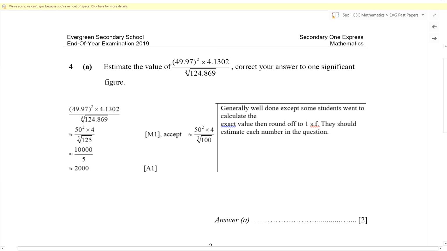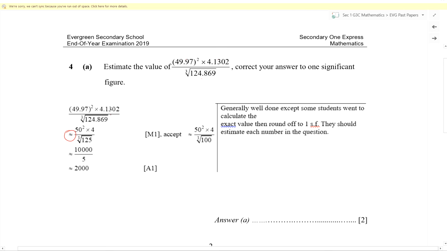Next, estimate this correct to one significant figure. Generally well done, except some of you went to calculate the exact value. You key this whole thing into your calculator, you get an answer, then you round off to one SF. That's not estimation. You are supposed to round off every single number first into something that is manageable. So 49.97 is roughly 50. So you look at this sign over here. This is the estimation. So 49.97 becomes 50.